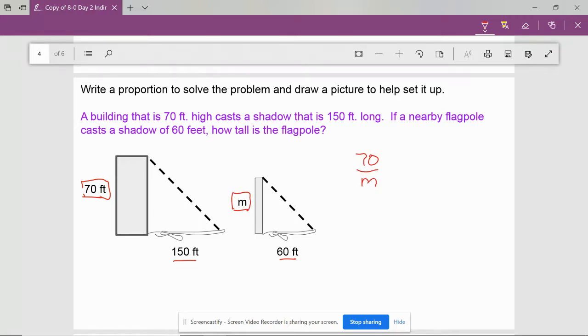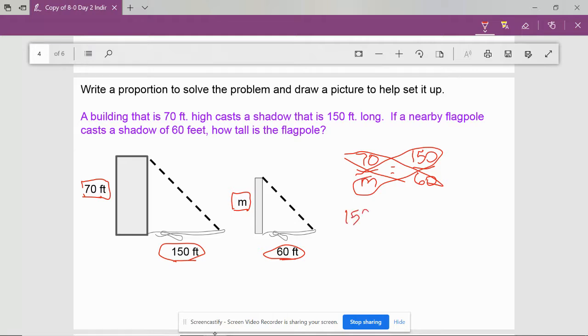Let's make sure we get our sides lined up correctly. So we have 150 and 60. So 150 over 60. So if we put 70 over m, we have to make sure that 150 is over 60. So let's make sure that we're putting the right numbers in the right place. And once we do that, we know what we're doing as far as solving that.